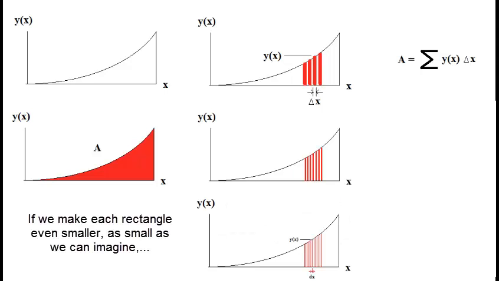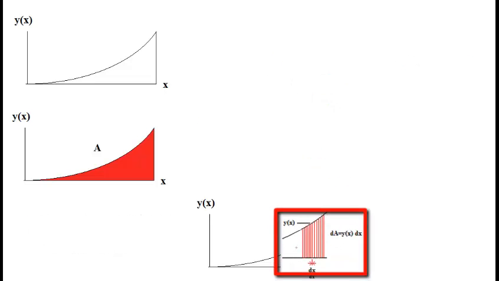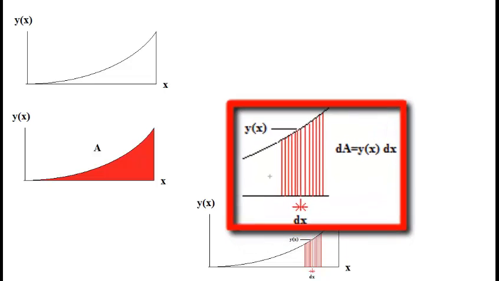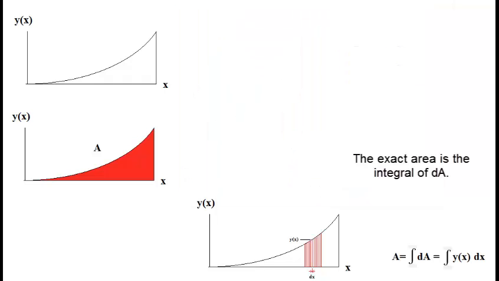If we make each rectangle even smaller, as small as we can possibly imagine, the width becomes dx, the height is still y, and then y times dx is dA, or differential area, the smallest we can imagine. The exact area is the integral of dA, or the integral of y dx.